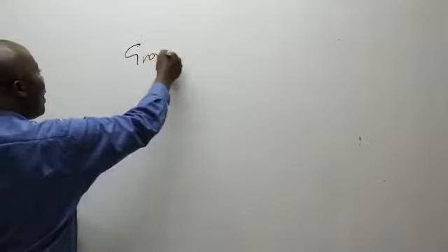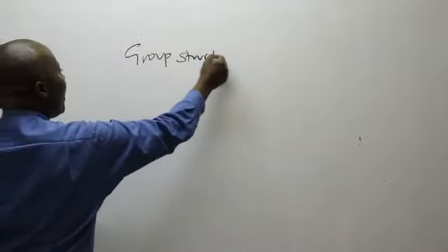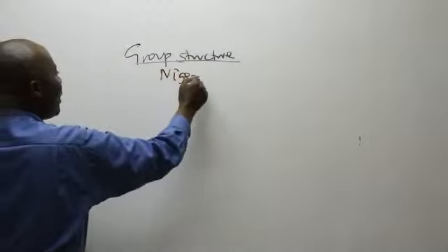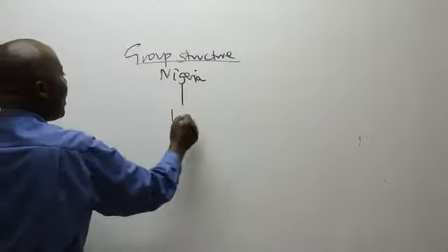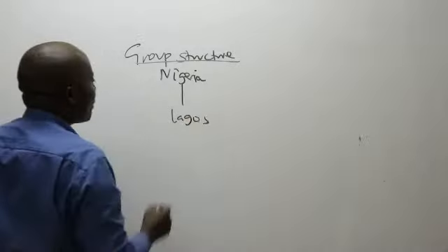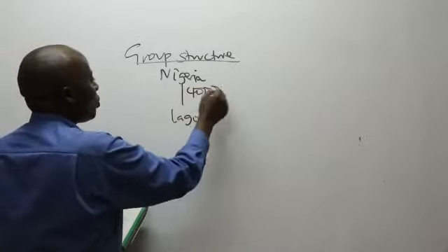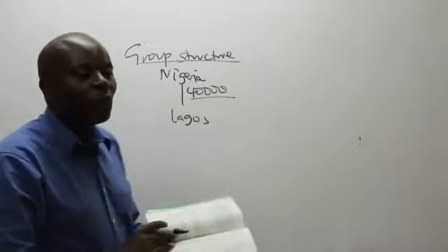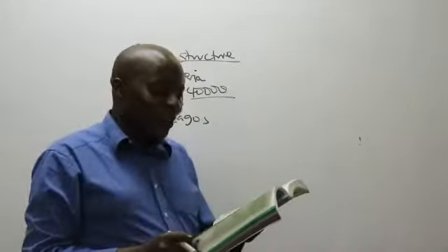So group structure, what do we have here? Ladies and gentlemen, we have a company, in this case called Nigeria, buying a smaller company called Lagos. But remember, they took how many shares of Lagos? 40,000. Out of how many shares does Lagos have?